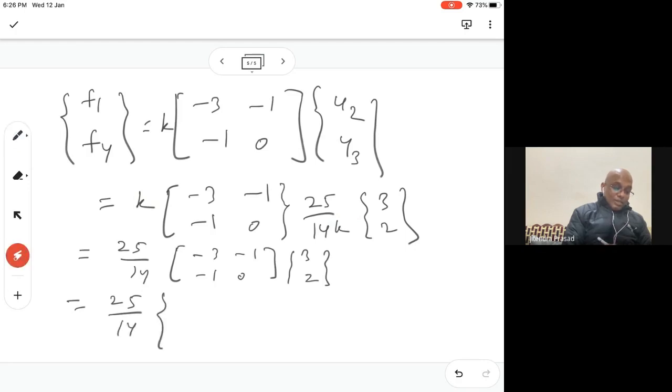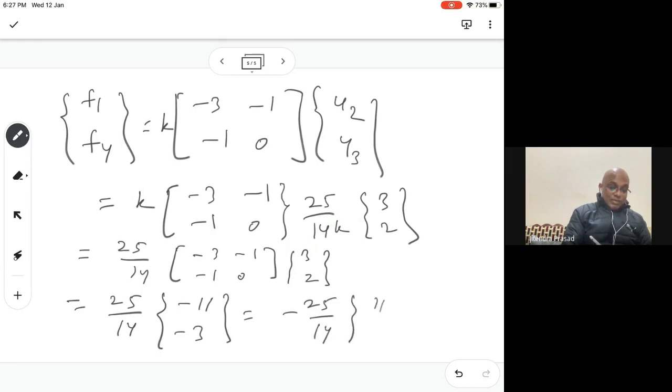write the answer, and the answer is this. In this case, minus 9 and minus 2, minus 11, right? Yes, sir. Okay. So minus 11 here, and the second one will be minus 3 simply. Right? Okay. So what you get here is minus 25/14 and 11/3. That's it. So this is the answer.